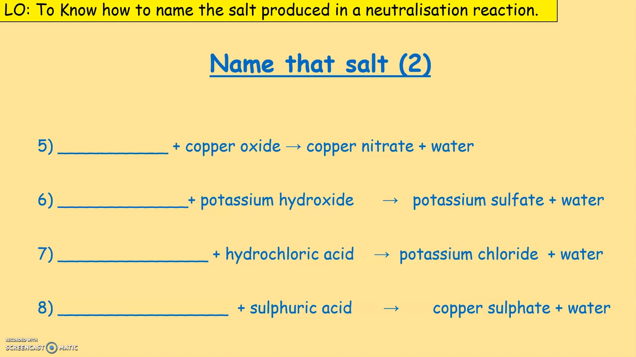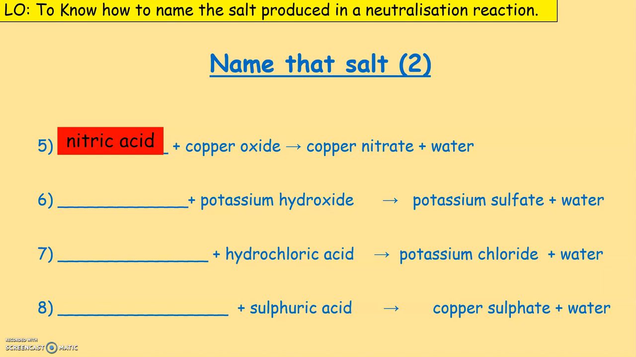All right, so let's attempt the question. Number 5: we're trying to find our acid here. We know that the last part of our salt comes from an acid, and this last part is nitrate. Let's figure out which acid has nitrogen in it or sounds like nitrate, and we can work out that it's nitric acid. Give yourself a mark if you got that right.